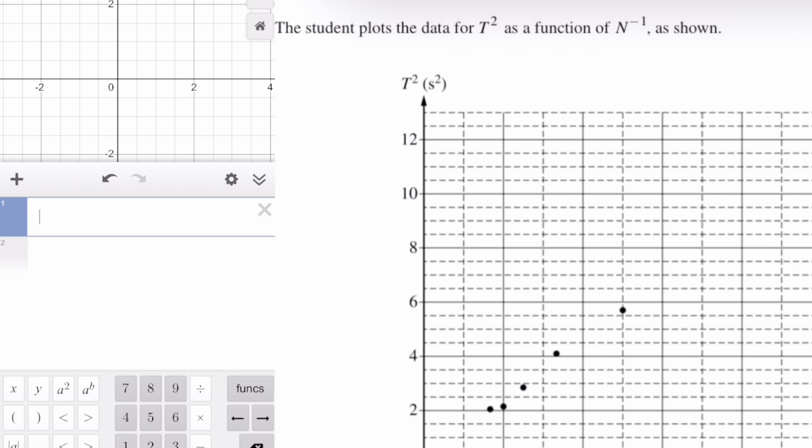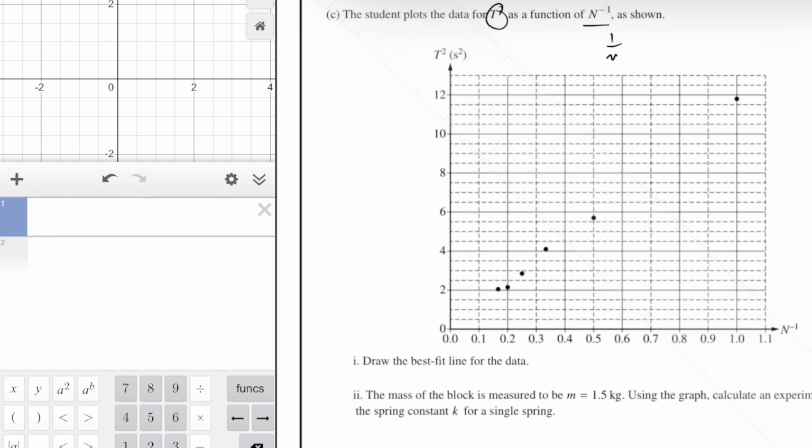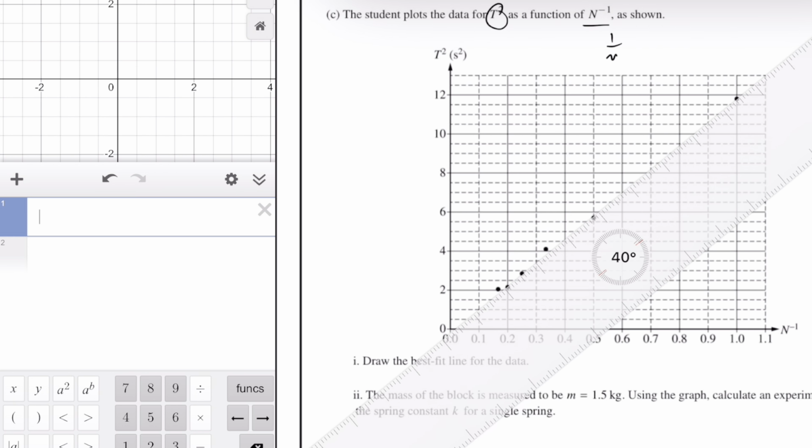So the student plots data for T squared as a function of n to the negative 1, which is just 1 over n. As shown, draw a line of best fit for the data. So this is why I love this iPad, because I can just do this. So let's align this according to the data.